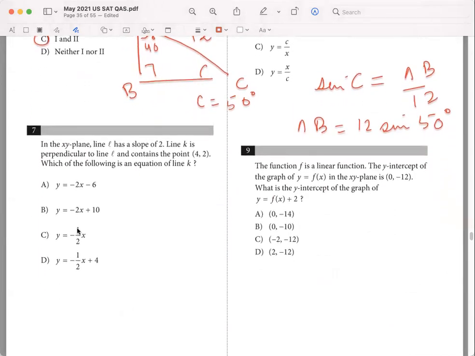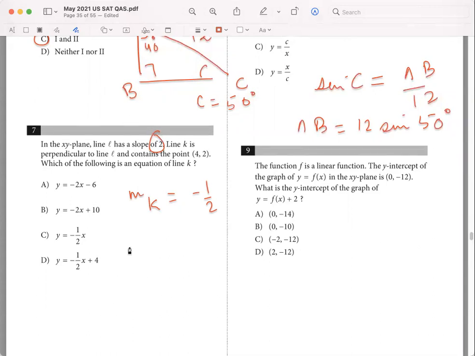In the XY plane, line L has a slope of 2. Line K is perpendicular to line L and contains the point 4, 2. Which of the following is an equation of line K? So line K is perpendicular to line L. So the slope of line K will be negative half, right? Because perpendicular lines, their slopes are negative reciprocals of one another.